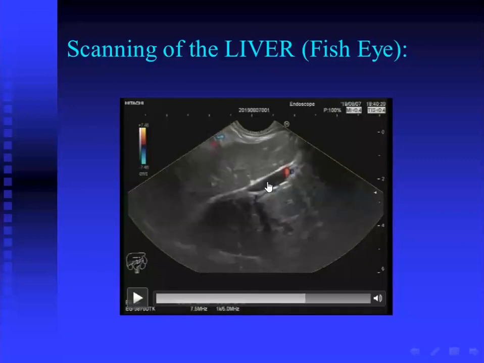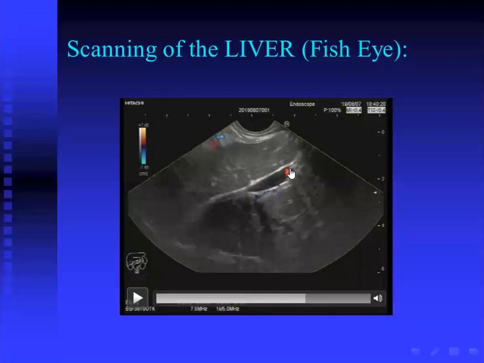And from the fish eye appearance, I can find 2 fibrous ligaments. The first one is the ligamentum venosum, which we have already mentioned, going to the inferior vena cava, and to the left side of the screen is the ligamentum teres, going to the anterior inferior aspect of the liver.